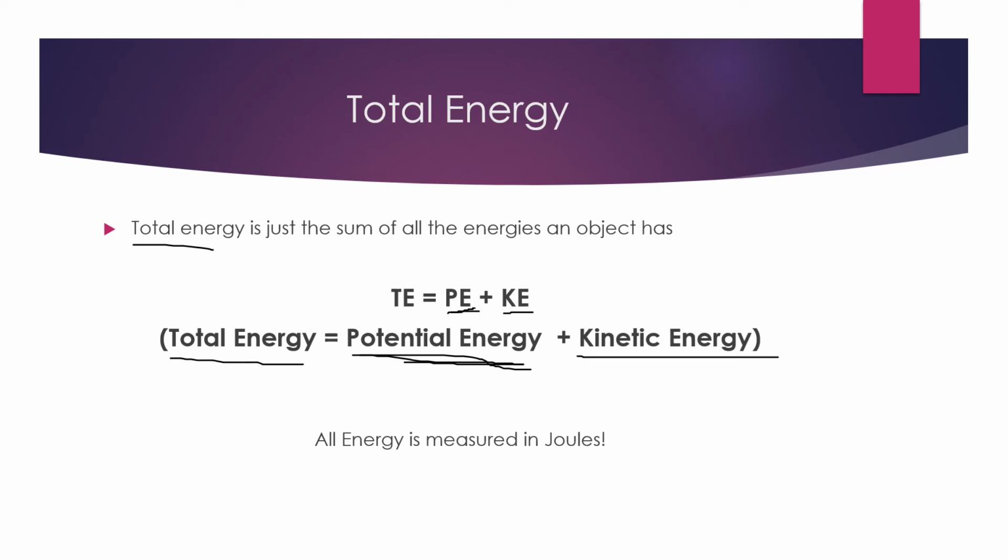Simple. Let's see it. Don't forget, all energy is measured in joules. Energy is energy. So essentially, we talked about the two different types of energy. To get the total, you're going to add them up.